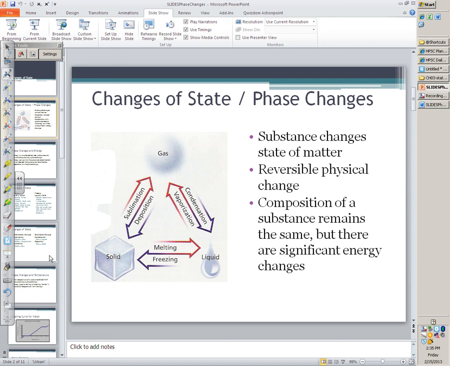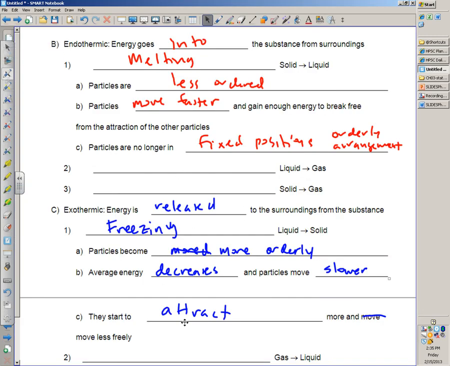All right, good there? Okay. In case you haven't done this already, there's a couple spaces on here that we didn't fill in together.